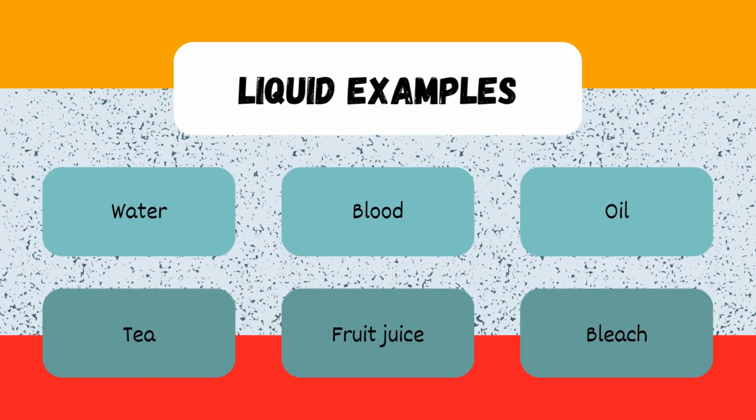Examples of liquids are water, which you drink, the blood in your body, and oils like cooking oils, the oils for making different things for cooking and also for oiling your hair. These all are examples of liquids. The tea you take, the fruit juices you drink, and the bleach you use are all examples of liquids.